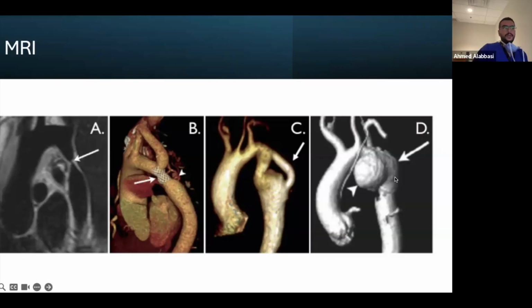And in this one here, we see an MRA showing a previous patch angioplasty and what looks like a large pseudoaneurysm just at the site. So it's very useful for both pre-op assessment and post-procedural assessment.